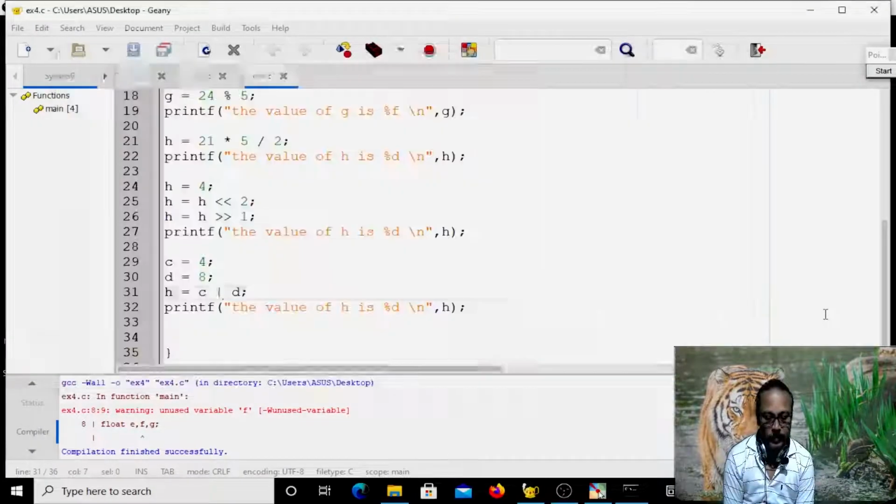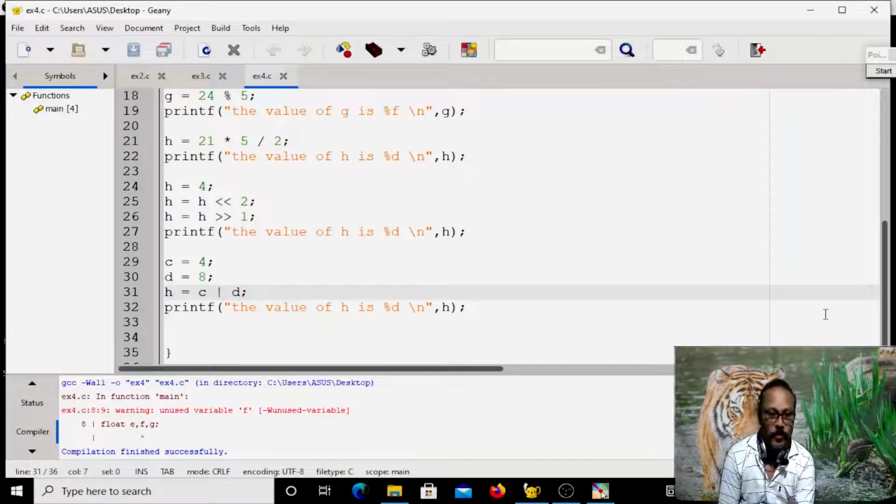Why 12? 12 is 8 plus 4. How did I get 8 plus 4? First 0, 0 is 0. 0, 0 is 0. What is the next one? 1, 0 is 1 in the OR operation, because 1 is there. 0, 1 is also 1. So 1, 1, 0, 0. That is nothing but 12.